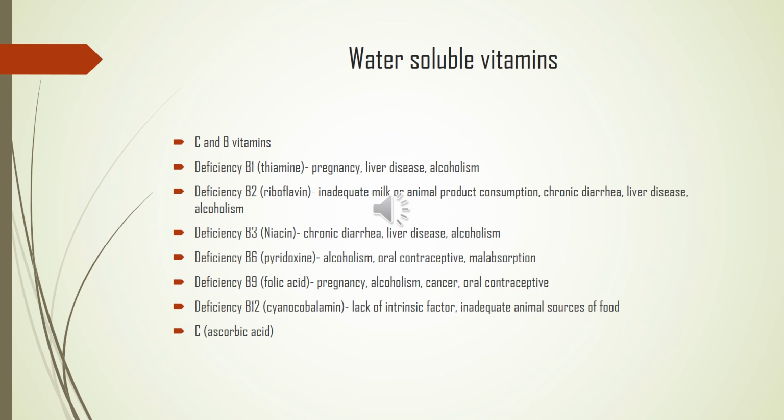Okay, water-soluble vitamins. C and B are your two main common vitamins that are water-soluble. Remember, water-soluble vitamins break down in the water a little easier. You're given it for deficiencies for vitamin B1, thiamine, pregnancy, liver disease, alcoholism. Thiamine is a really big one, especially with alcoholism and liver disease. Vitamin B2 deficiency, which is riboflavin, inadequate milk or animal product consumption, if they have chronic diarrhea, liver disease, alcoholism.